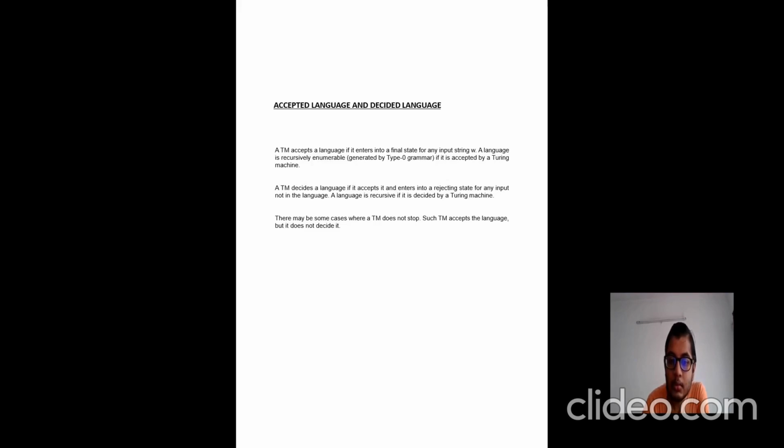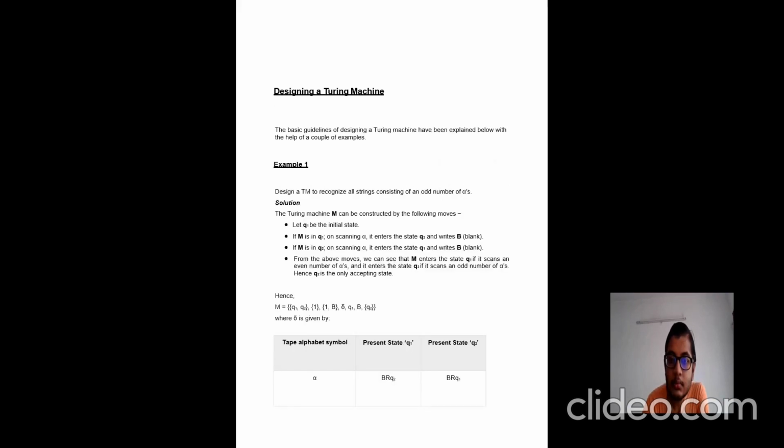There may be some cases where a Turing machine does not stop. Such a Turing machine accepts the language but does not decide it. So, designing a Turing machine. The basic guidelines of designing a Turing machine have been explained below with the help of a couple of examples.